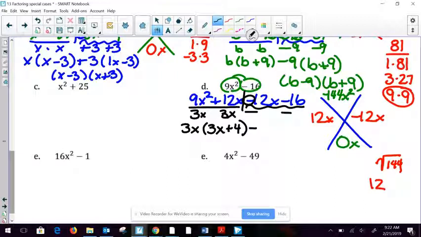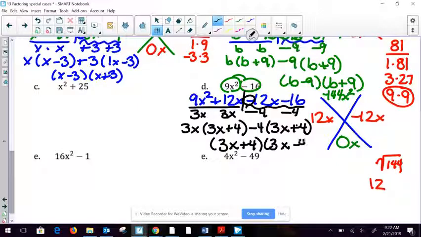What do 12 and 16 have in common? Awesome job. They have a 4 in common. So when I divide them by 4, negative 12 over negative 4 is a positive 3x. Negative 16 over negative 4 is a positive 4. So my parentheses duplicate, 3x plus 4, and my outsiders are 3x minus 4. And that's my final answer.